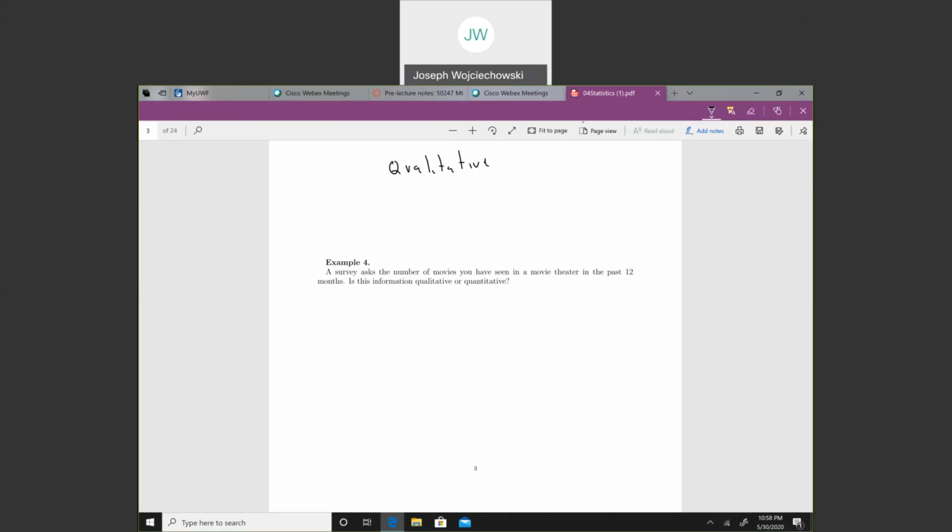A survey asks the number of movies you have seen in a movie theater in the past 12 months. Is this information qualitative or quantitative? Well, this would be quantitative. It is a number, and it's a number that we can do things with. We can calculate the average number of movies people in the class have seen.